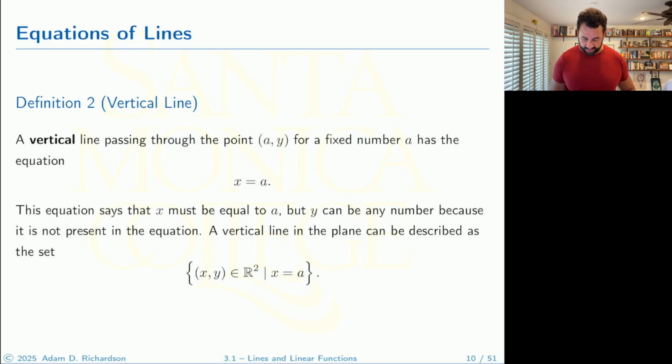Now you can describe it as this set. This is a set of points in the plane. Remember, this is that set builder notation, right? So these are the points in the plane R2 such that x equals a. And here again, you can see y is what we call a free variable. Y can be whatever you want it to be.